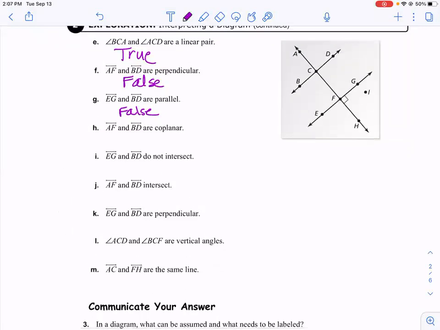AF, Keegan and Ben. Turn your body to face the board. Turn, just stop.